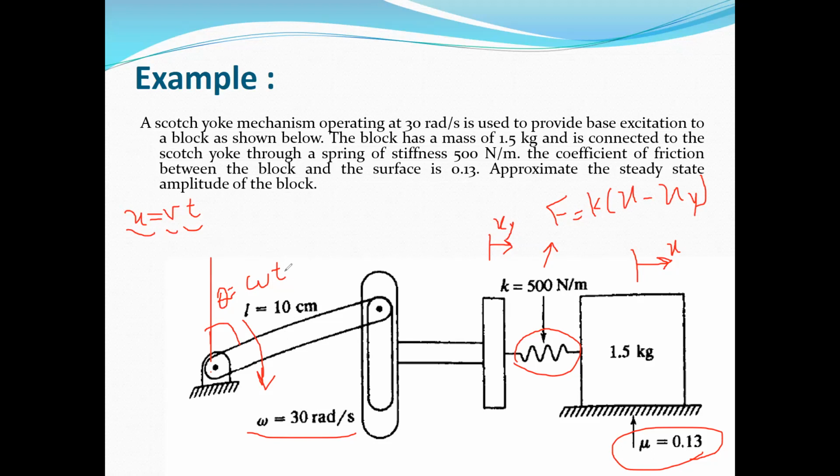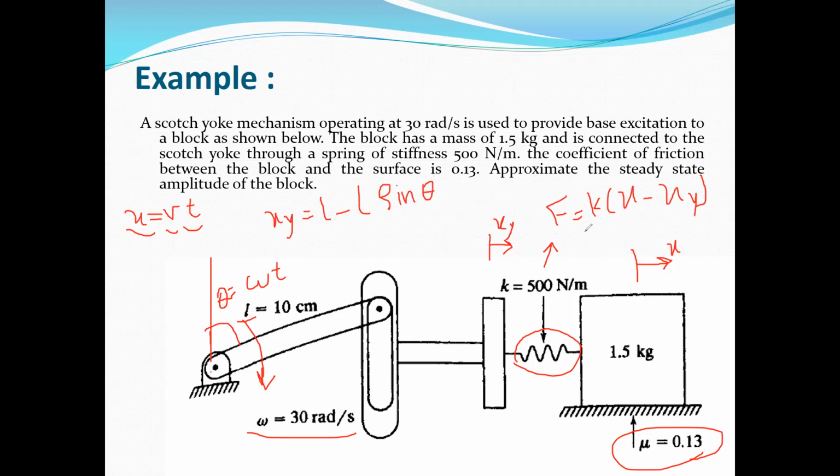At t equal to, for example, 1 second, theta is equal to 30 radian. So this is theta, the position. Now we can find x_y as a function of theta or omega t. This length is 10 centimeter. This is L. x_y is equal to L minus L times sine theta, or sine omega t.